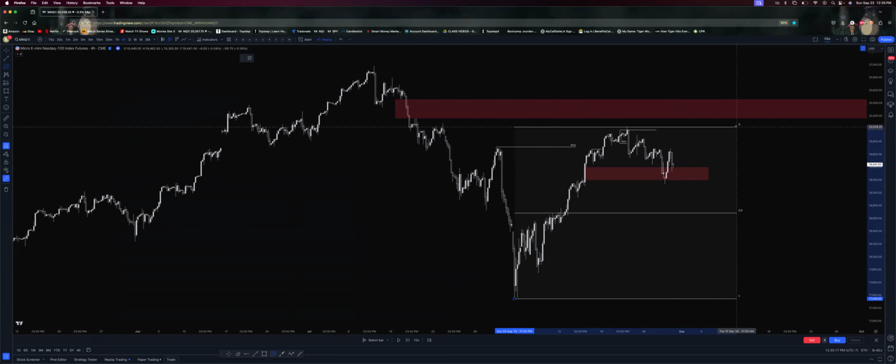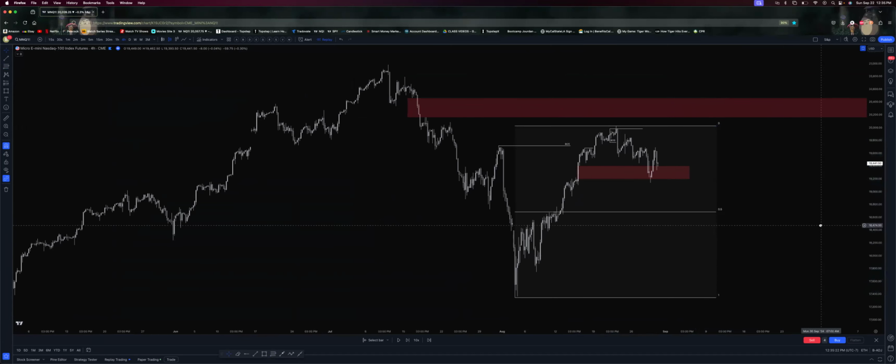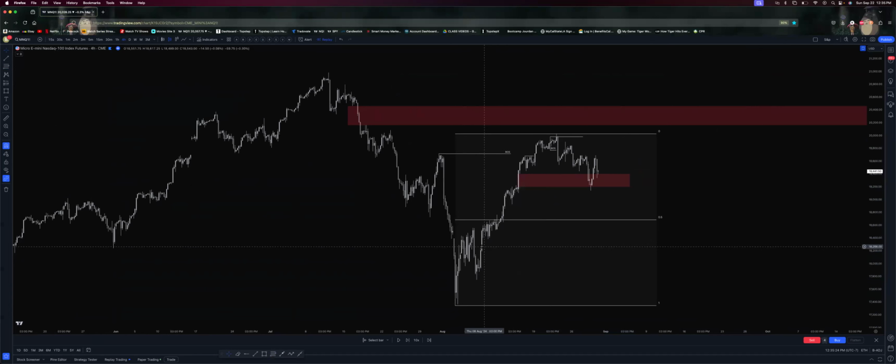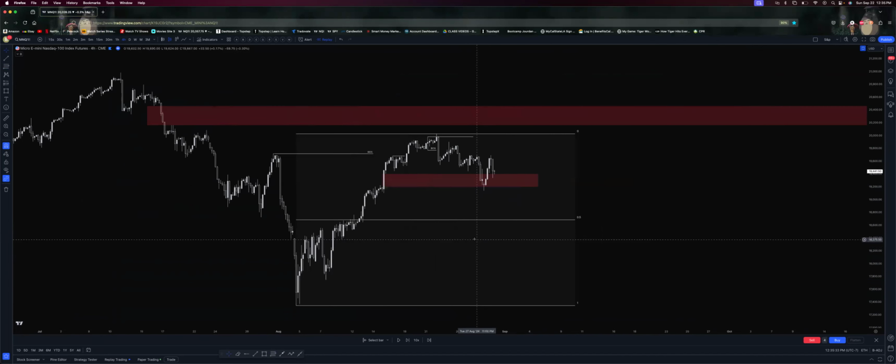So you want to wait. Now we established that we made a lower high. Now we want to look: do we have any fair value gaps down here? Because remember, fair value gaps are liquidity. Do we have any relative equal lows, liquidity, swing lows right here, right?